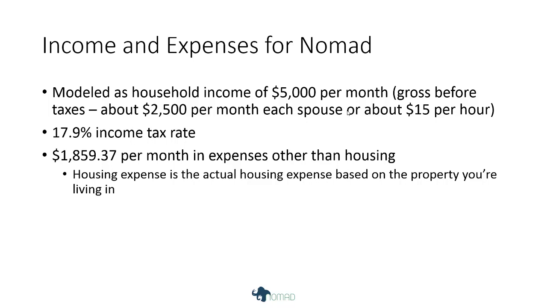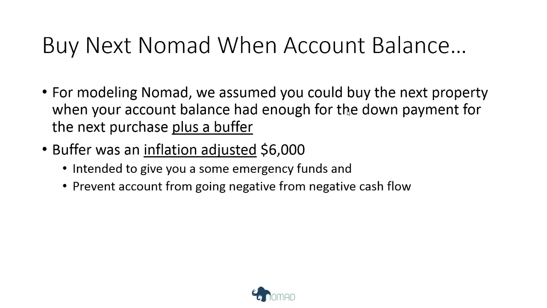$1859.37 per month is expenses other than housing. And your housing expense is the actual cost of borrowing on the house with taxes and insurance calculated correctly based on the purchase price, and actually the price going up over time.